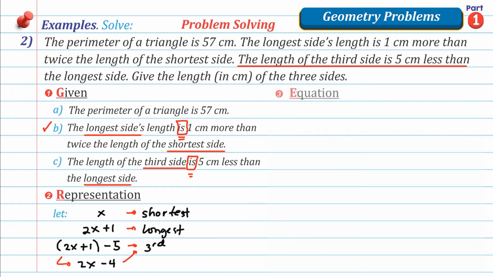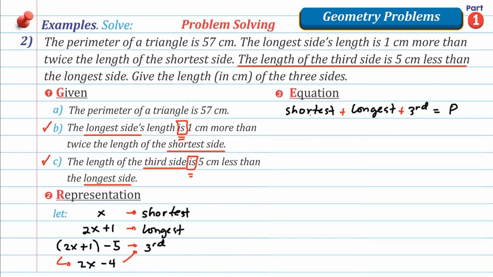Next, step 3, equation. The equation we know, of course, should come from this given. The perimeter of a triangle is 57. So, we add these 3, their sum should be 57. So, let me write it here in our equation. The shortest plus the next side is the longest plus the third side is equal to the perimeter, P.